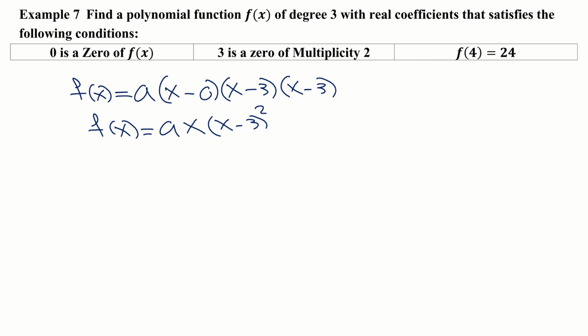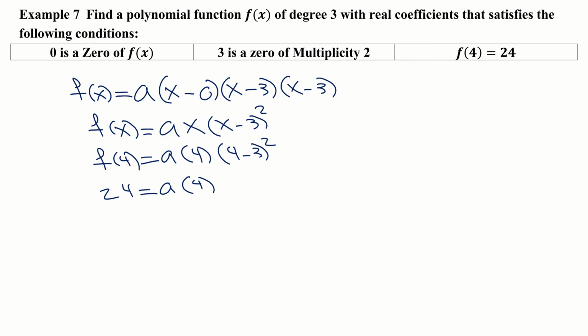Okay, so now we can take the last piece of information given and apply it. f of 4 equals 24. So f of 4, which is going to be a times 4 times 4 minus 3 squared, and we're going to replace the f of 4 with 24. So we get 24 equals a times 4. Now 4 minus 3 is 1. When you square that, you get 1. So we get 24 equals 4a. So a is going to be 6.